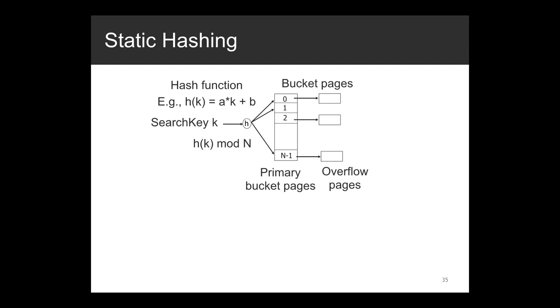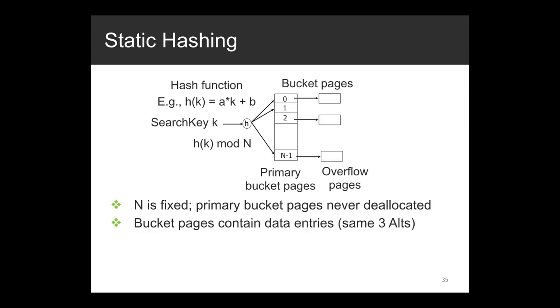corresponding hash key. Okay, so primary bucket pages are never deallocated. Even if you go ahead and delete a bunch of stuff, these pages can be empty. Just like with the B+ tree index, the data entries in the primary bucket pages or the overflow pages can follow any one of those three alternatives: the alt record, alt RID, alt RID list that we talked about.